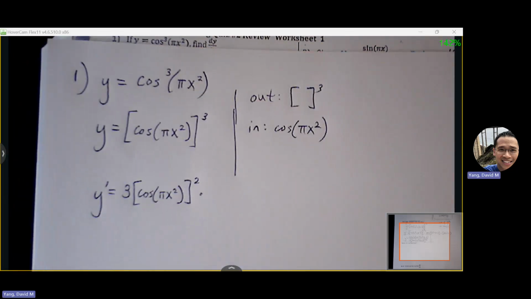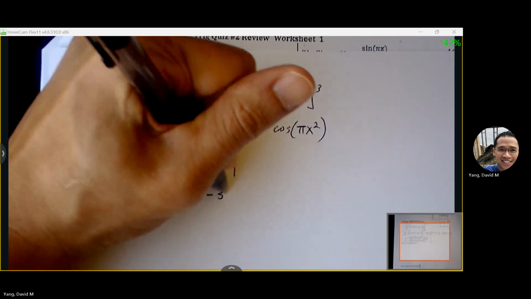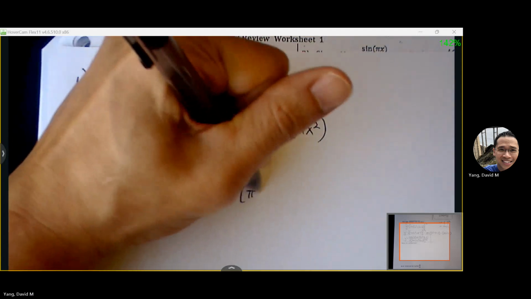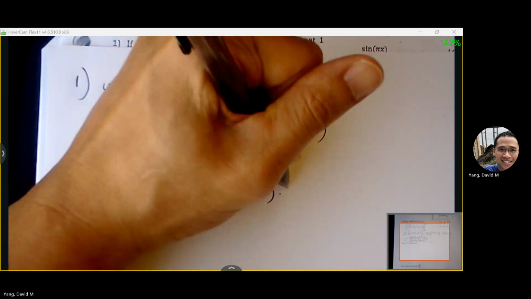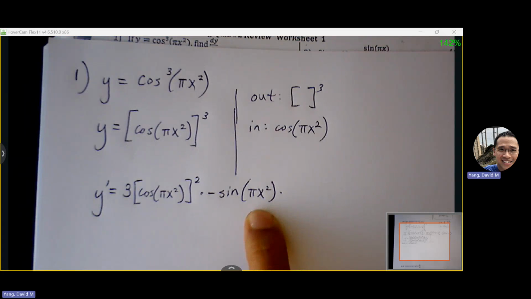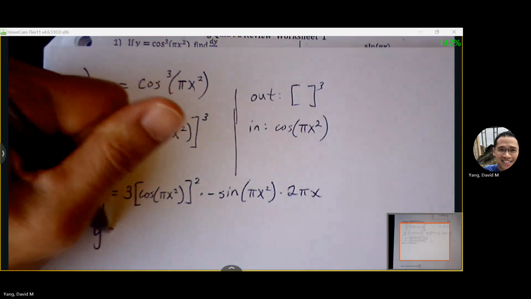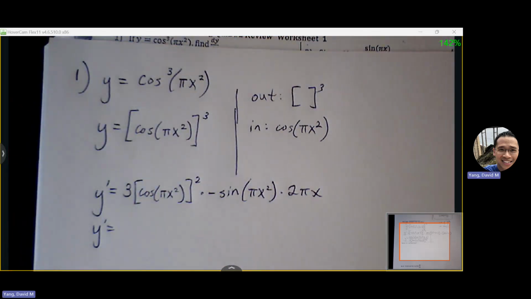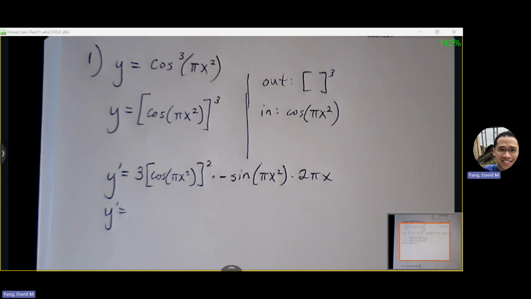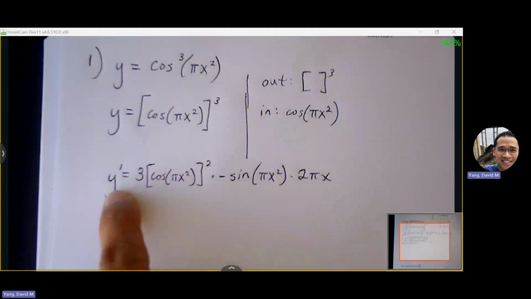And now that we've taken care of the outside derivative, we move on to cosine of u. Cosine of u's derivative is negative sine of u times u prime. Okay, what's pi x squared's derivative? 2 pi x. Okay, as far as cleanup goes, let's just push all the non-trig stuff in front. So the negative, the 2 pi x, the 3.